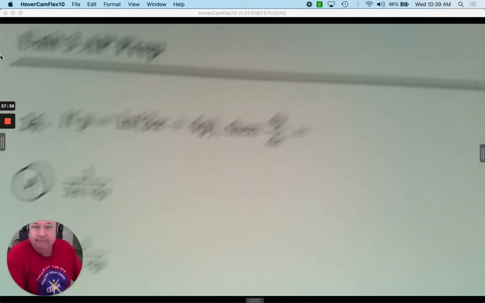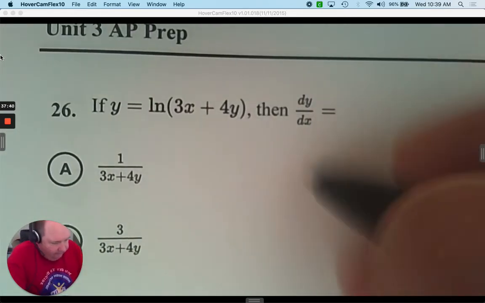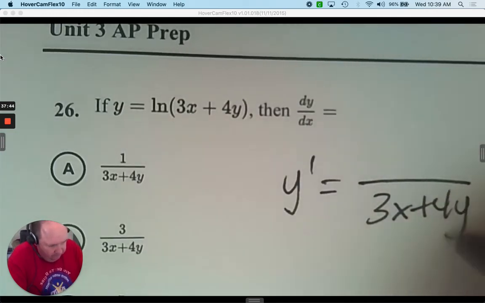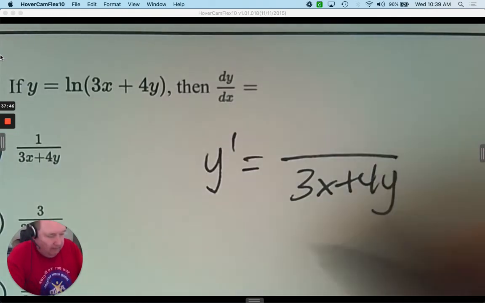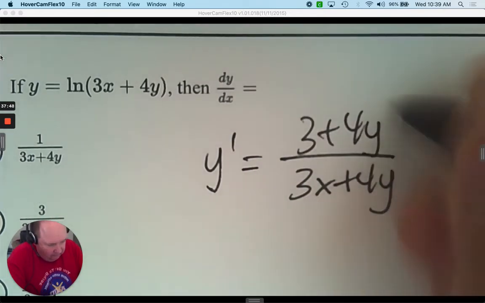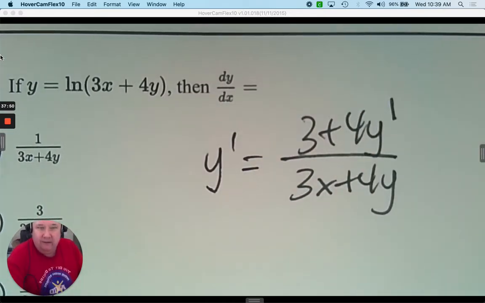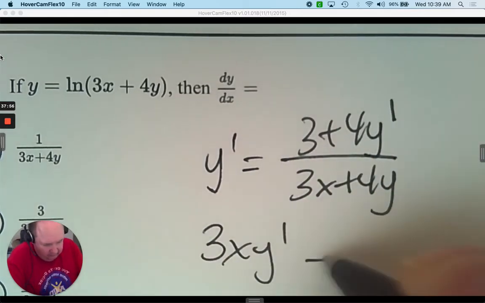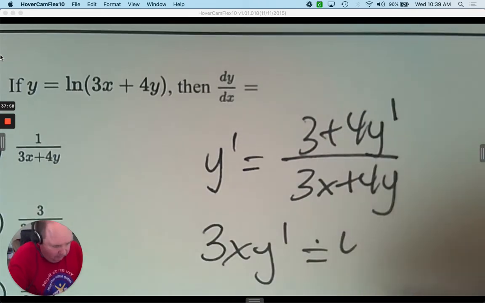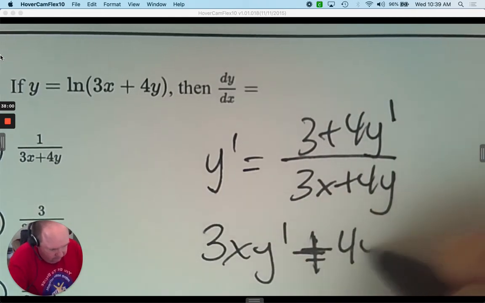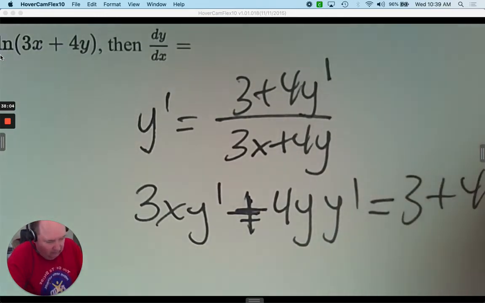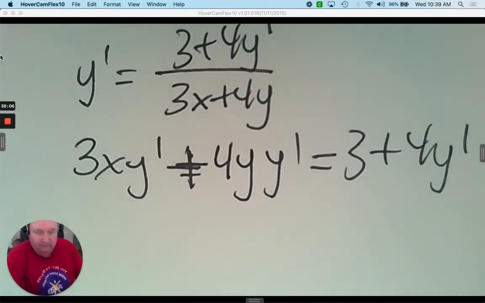26. Take the derivative of ln. So what you see is the denominator, the derivative. Now be careful here, because we need to get the y primes by themselves. So we're going to cross multiply here. So we got 3x y prime, 4y y prime. That's just by multiplying. And then we need to get all the y primes together.